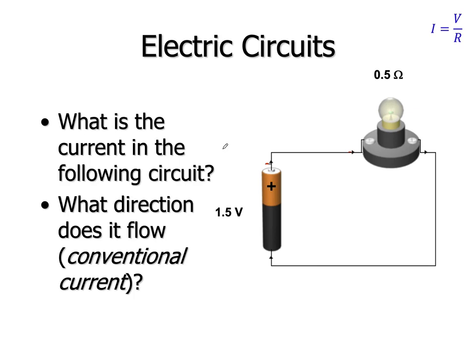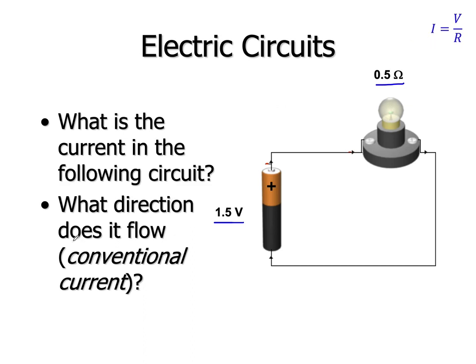So the question is, what's the current in the following circuit? It's a pretty plug and chug problem if you notice real quick here. The potential, in this case the voltage, is 1.5 volts, the resistance is 0.5 ohms. Remember, capital omega is the abbreviation for ohms. So if you plug it in, 1.5 over 0.5, you get the current in the circuit is 3 amps.